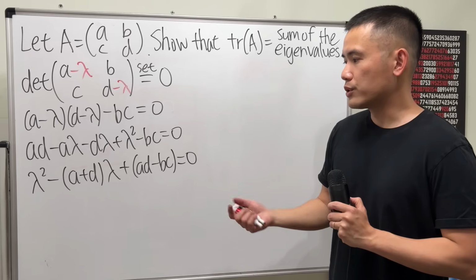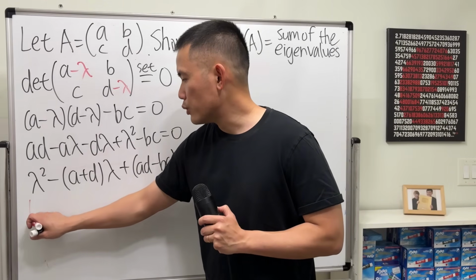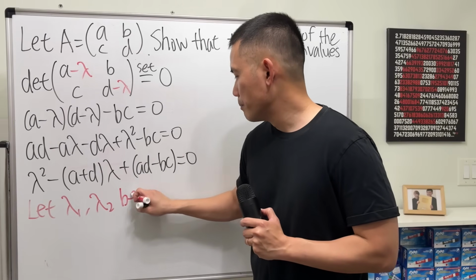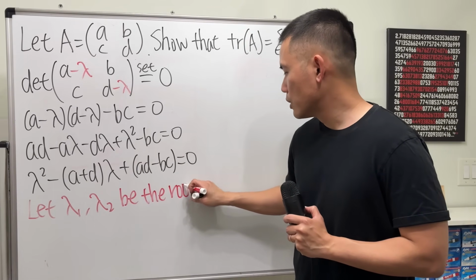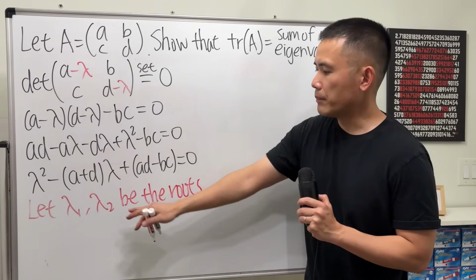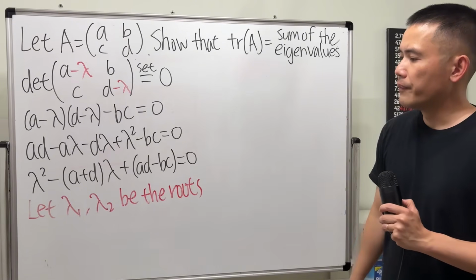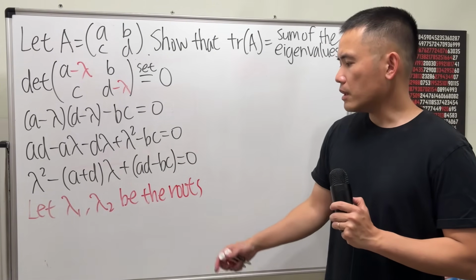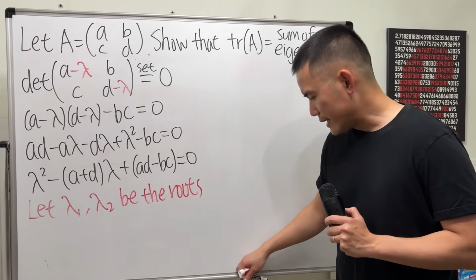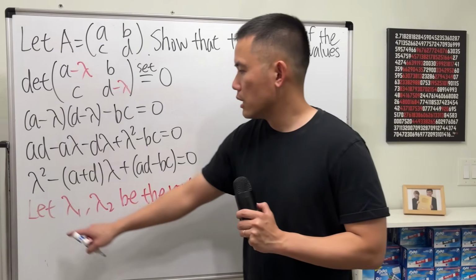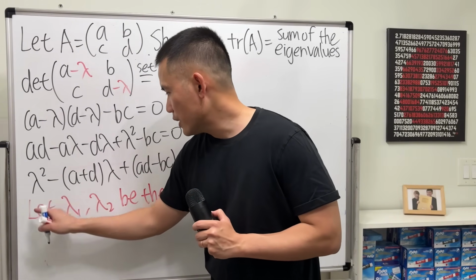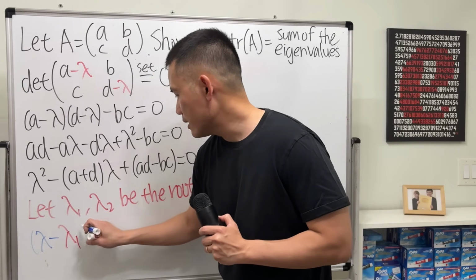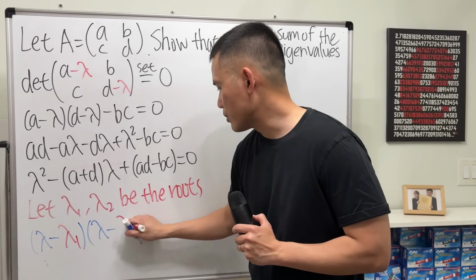So of course you can just go ahead and use that. I'm just going to call the roots lambda 1, lambda 2 be the roots to this equation, which lambda 1, lambda 2 will be the eigenvalues of this. So just think about it. If you have lambda 1, lambda 2 be the roots of this equation, we can write this in the factored form. The coefficient here is 1, so this means we can factor it and we get lambda minus lambda 1 times lambda minus lambda 2.